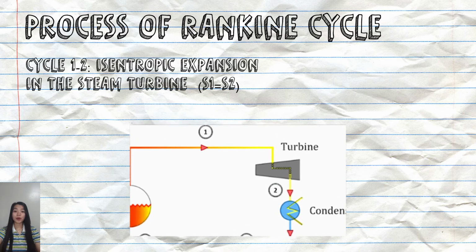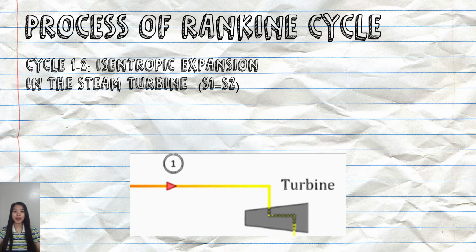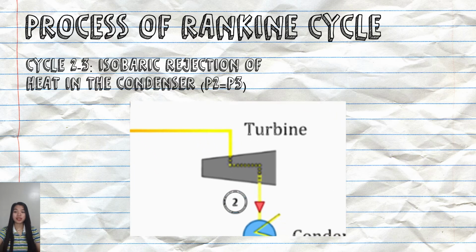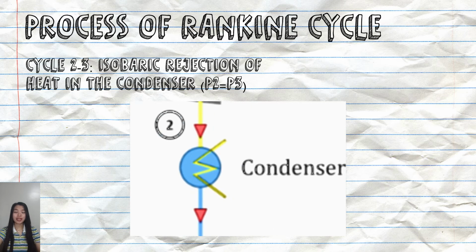First, cycle point 1 to point 2, or the isentropic expansion in the steam turbine. The vapor is expanded in the turbine, thus producing work which may be converted to electricity, where S sub 1 is equal to S sub 2. Next is from point 2 to point 3, or the isobaric rejection of heat in the condenser. The vapor-liquid mixture leaving the turbine is condensed at low pressure, usually in a surface condenser using cooling water, where P sub 2 is equal to P sub 3.